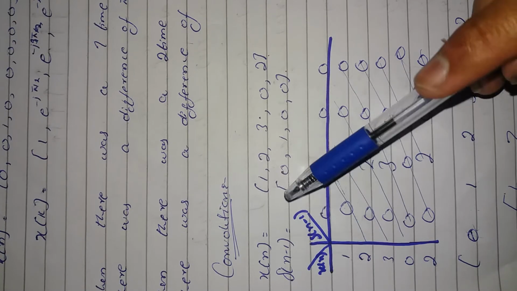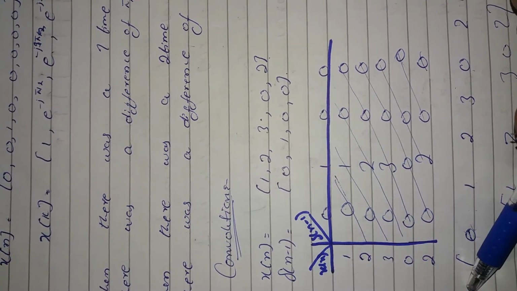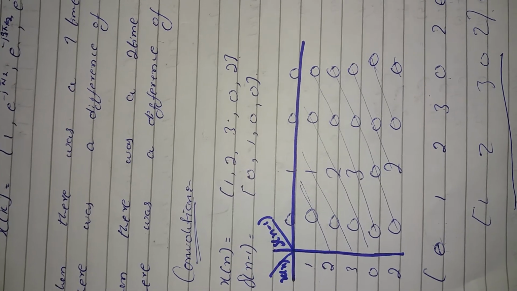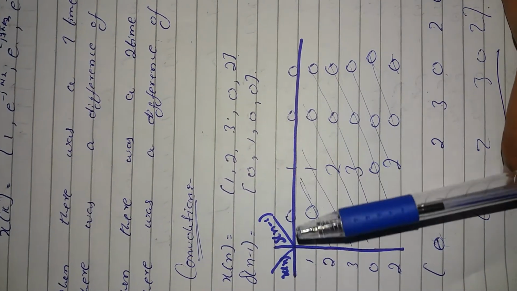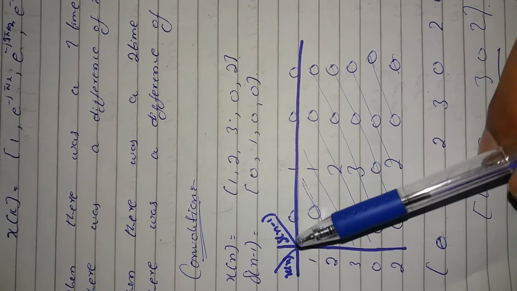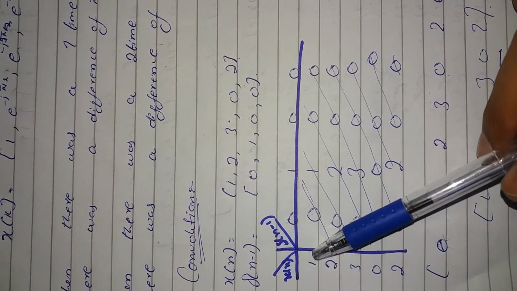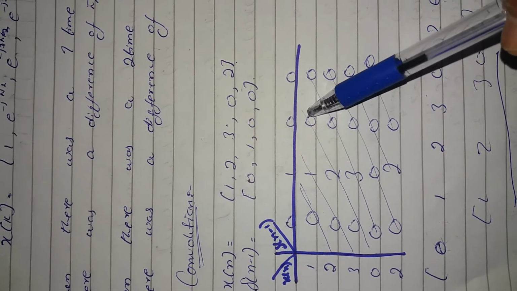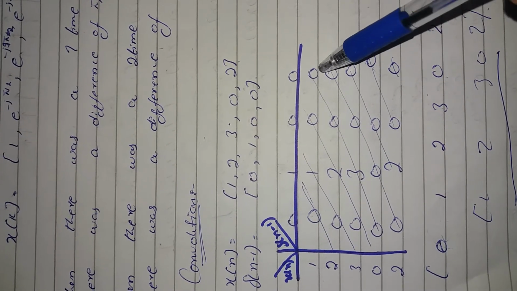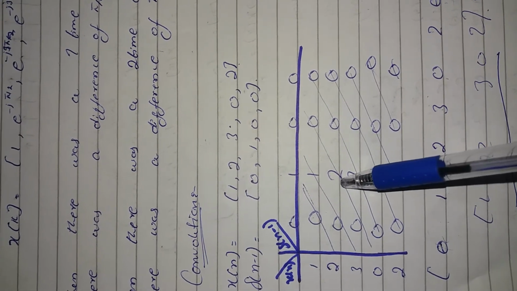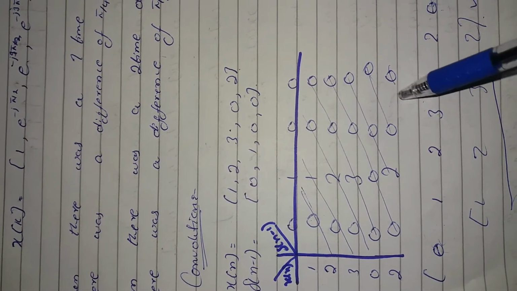I could have brought x of n over here and delta of n over here, but it will give the same result, so you don't have to worry about that. So similarly, we're going to multiply these values: 0, 1 with 1 times 1 is 1, 1 times 0 is 0, 1 times 0 is 0, and 2 times 0 is 0, 2 times 1 is 2, and similarly we're going to find all of these values.